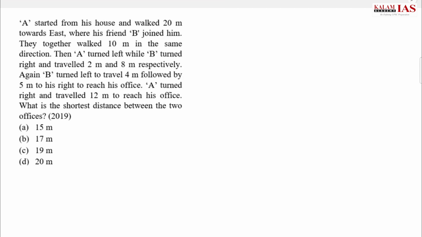In this question, A started from his house and walked 20 meters towards east, where his friend B joined him. Suppose this is the starting point for A. He walked 20 meters, where B also joined him. They together walked 10 meters in the same direction. So they go another 10 meters in the same direction.